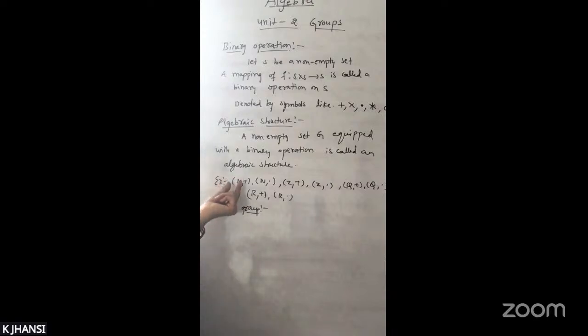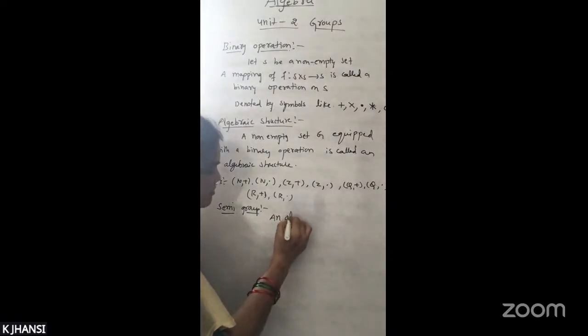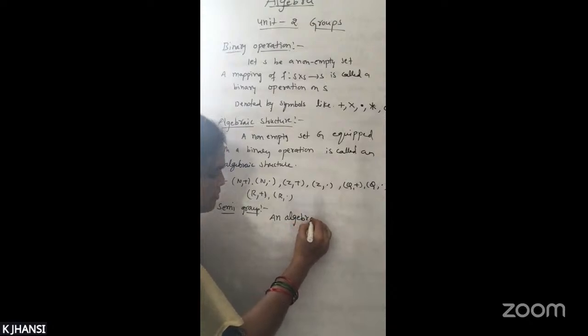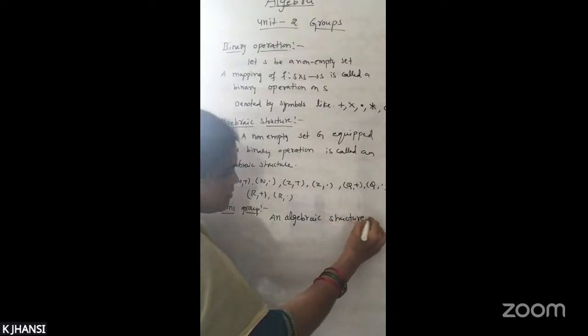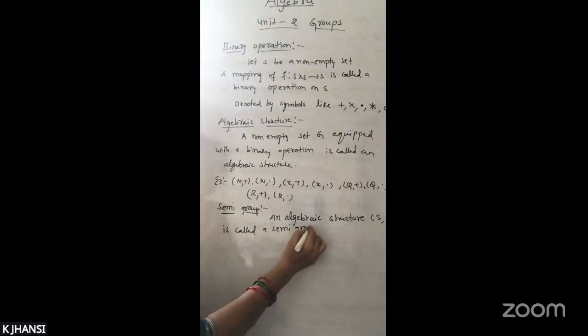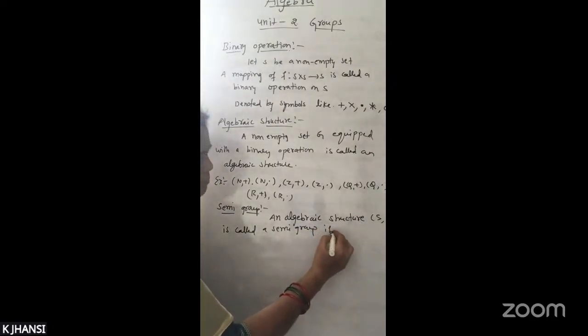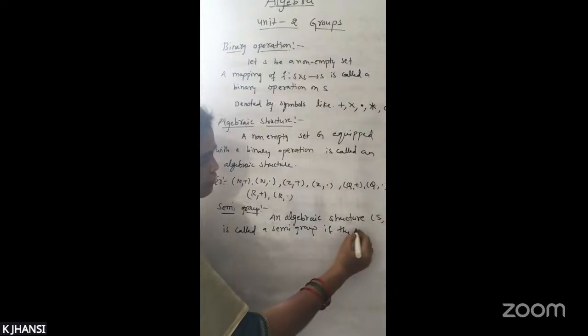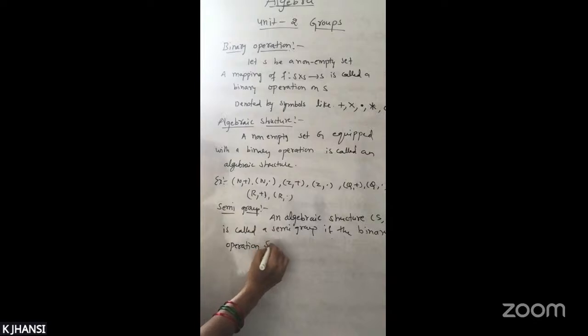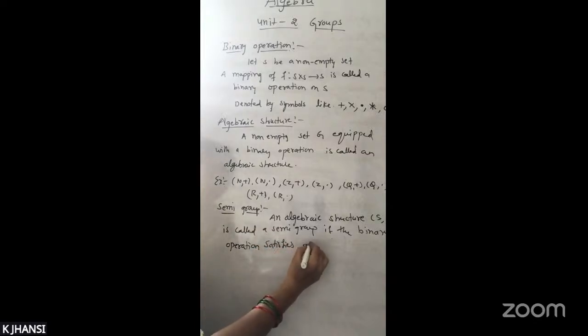If any non-empty set satisfies the associative property, then whatever the algebraic structure is, that algebraic structure is a semi-group. So an algebraic structure (S, ·) is called a semi-group if the binary operation, whatever the operation is, satisfies the associative property.